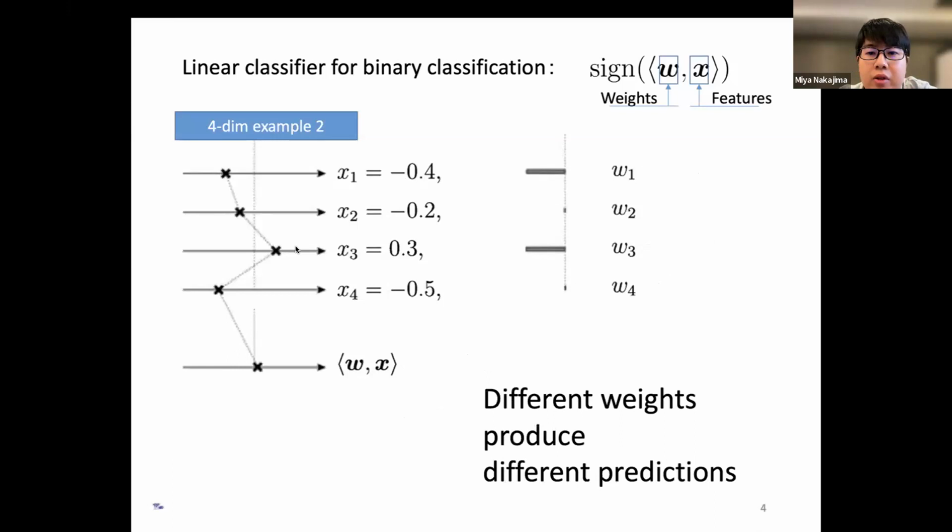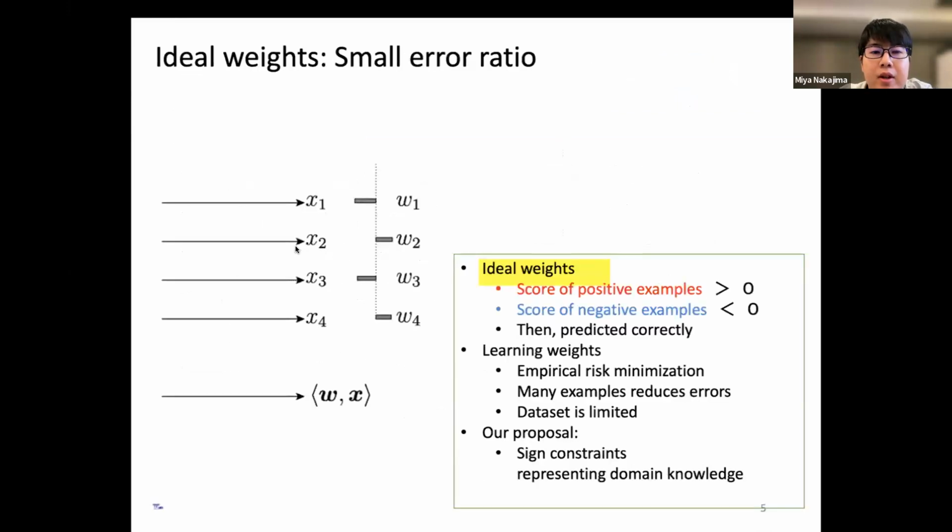And presenting the feature vectors as bar graphs and the weights as line graphs, it looks like this. You can see different weights produce different predictions. The ideal weight is the one that minimizes prediction error. The weight is determined from the training data.